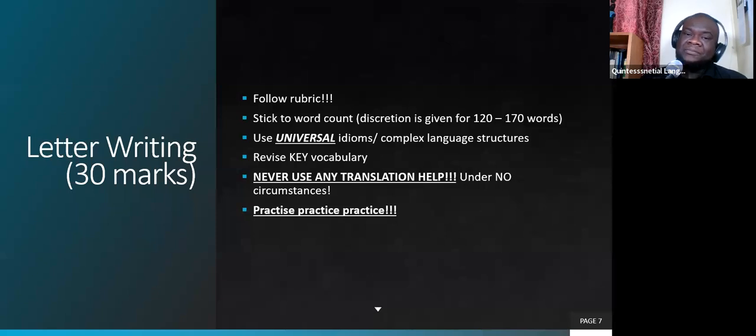However, I will say that for the persons that may be fearful of meeting the word count, that find themselves usually not meeting the word count, two things I have to say. One, there's discretion in the word count. Although on the CSEC exam paper you'll see 130 to 150 words, you will not be penalized for writing between 120, which is 10 words less than the amount, or 170, which is 20 words more.